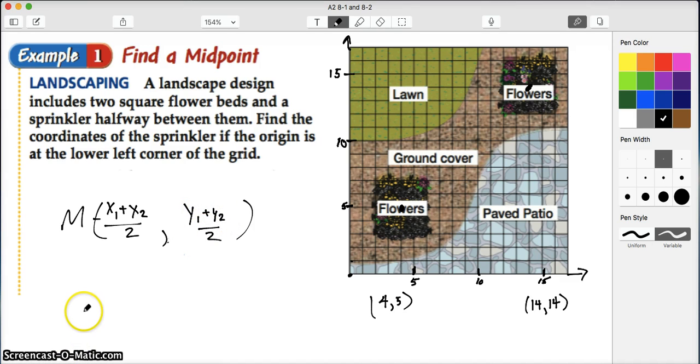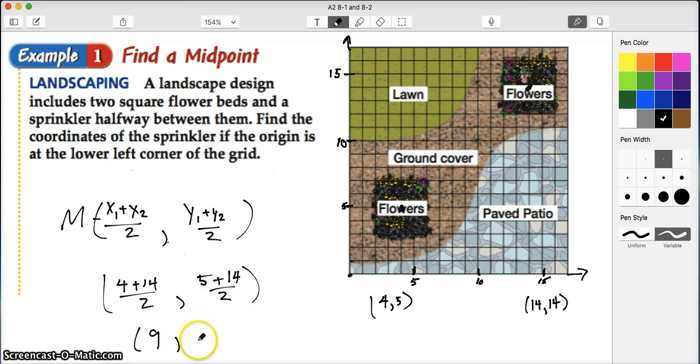And so that's not too bad, right? So we have 4 plus 14, those are the x terms, divided by 2, and then 5 plus 14, those are the y terms, divided by 2. And what I end up getting as a result will be 9, and this will end up being 9.5.